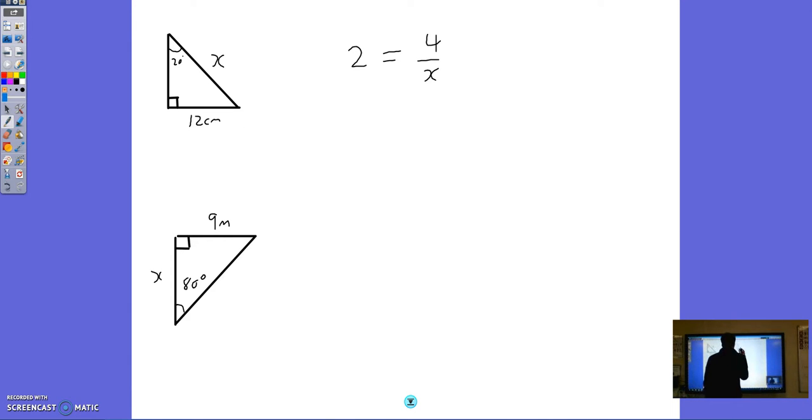So it's actually a 2-step process to get your x. The first step would be to multiply by x, which would give you 2x equals 4. The second step would be to divide by 2 to get x on its own. And you would end up with x equals 4 over 2.